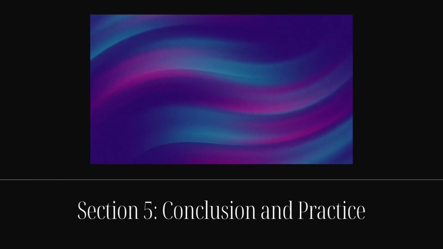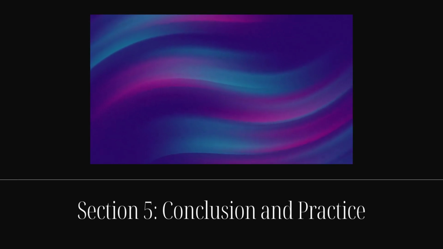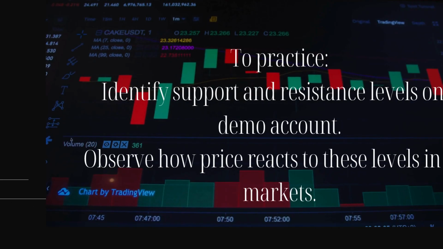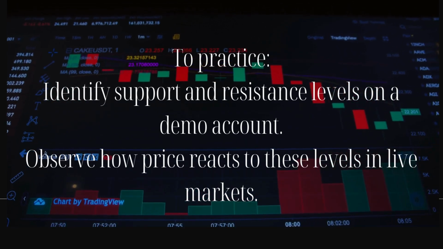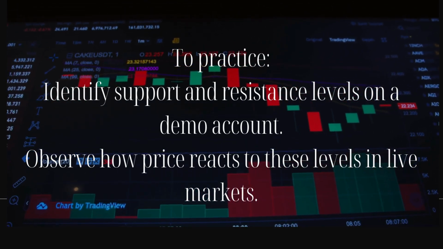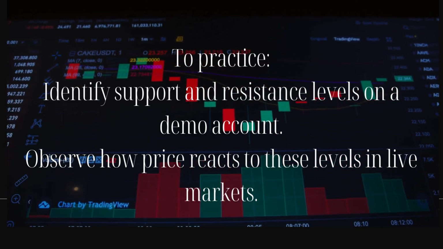Section 5. Conclusion and practice. Support and resistance levels are the backbone of technical analysis. They provide traders with clear points for entering and exiting trades. However, these levels are not foolproof. Combine them with other tools like indicators, volume analysis, or trend lines for better accuracy.